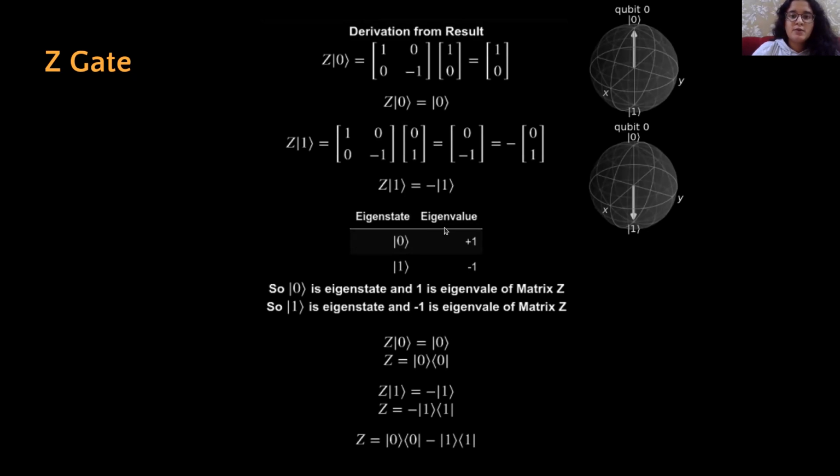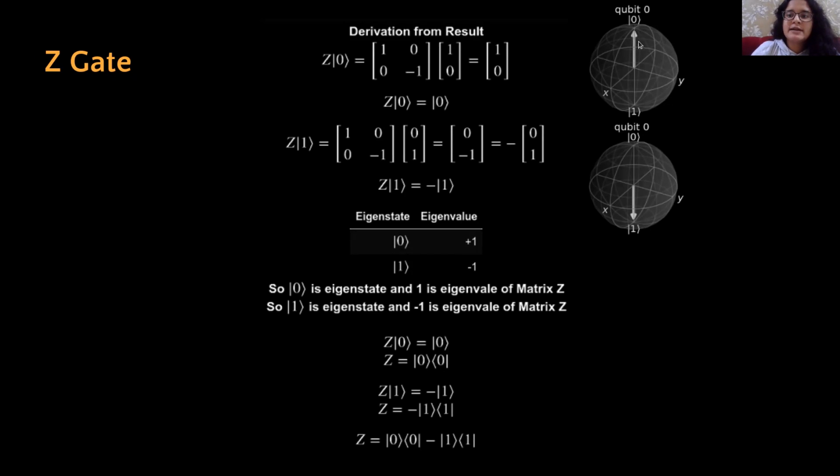So now we know what the Z matrix is, but if we did not know this matrix, we can still get it by deriving it from the definition of the Z gate, finding its eigenvectors and eigenvalues, and then calculating the Z matrix. To know more about how we get matrices from the eigenvectors and eigenvalues, you can look at the links mentioned in the description.